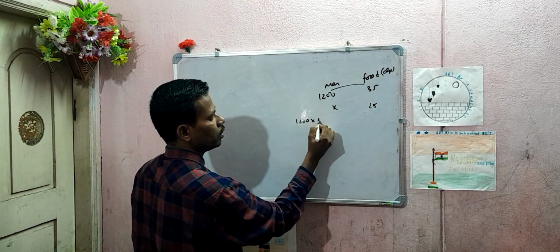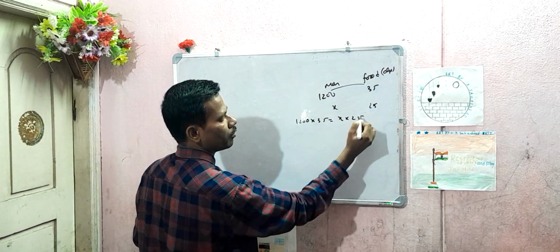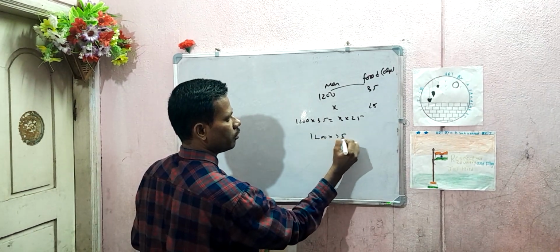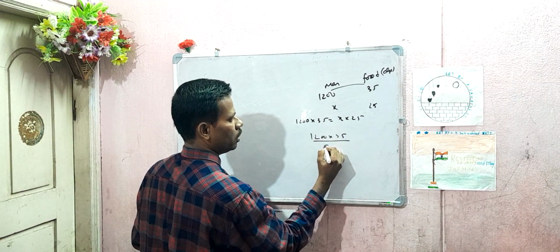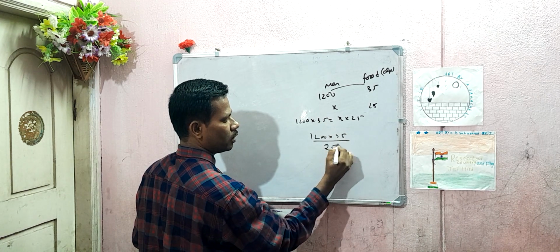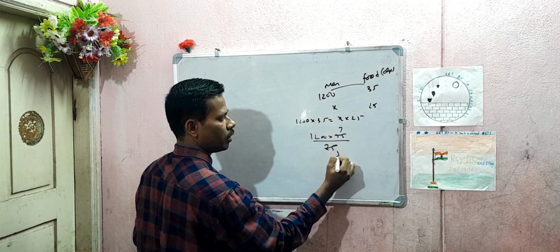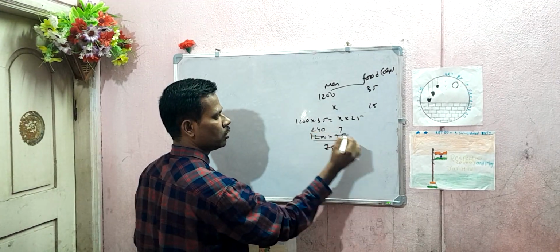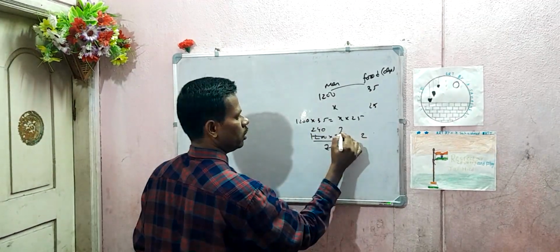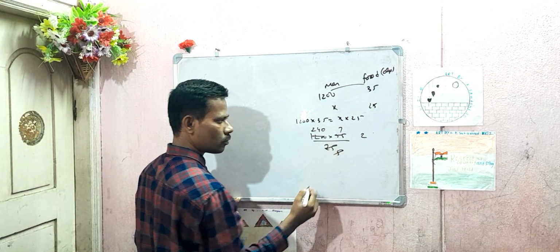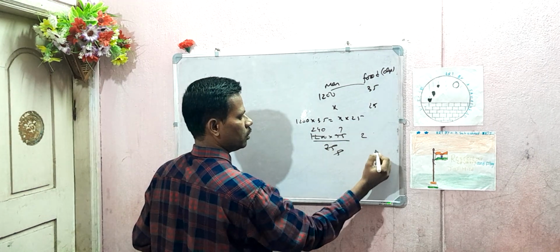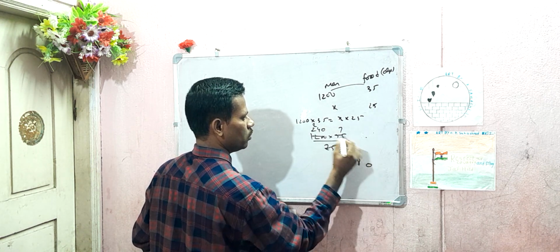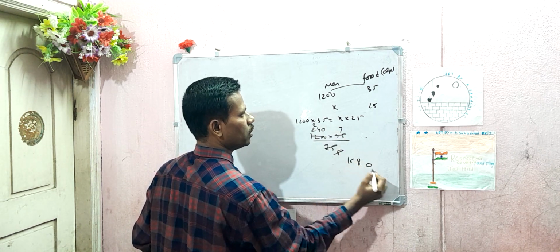So 1200 into 35 is equal to x into 25. Next, 1200 into 35 by 25. 5 7s are 35, 5 5s are 25, 5 1s are 5, 5 2s are 10, 2 is remaining, 5 4s are 20. Next, multiply this. 240 into 7: 7 zeros are 0, 7 4s are 28, 7 2s are 14 plus 2 is 16, so 1680.